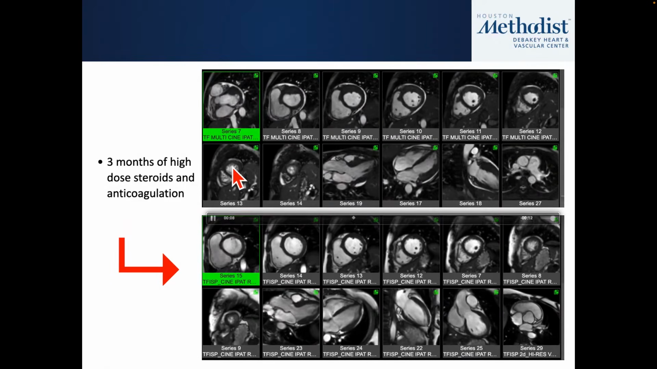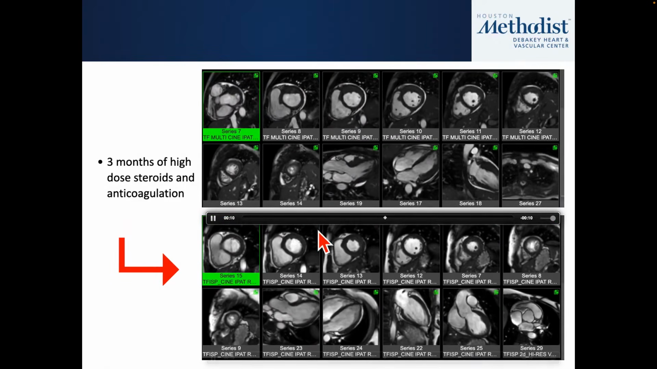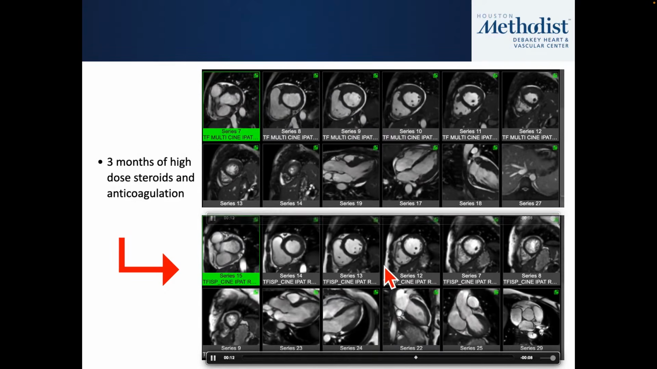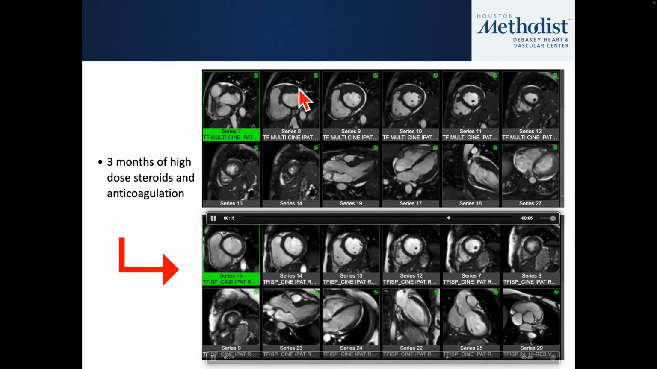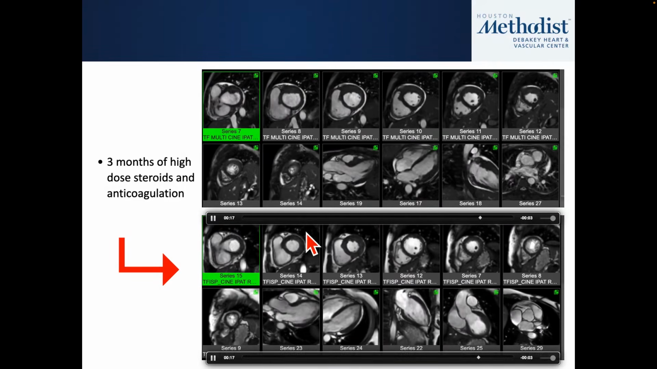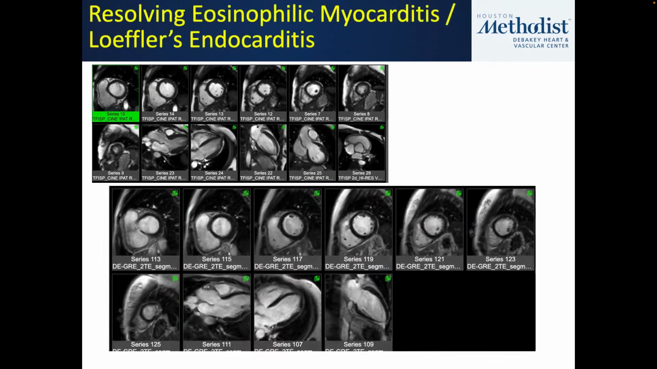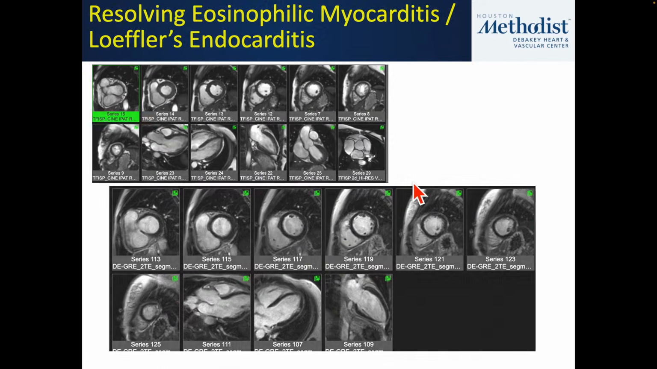And I have the original cine MRI on top, and then the follow-up MRI 3 months later, and you can see that that area of increased wall thickness in the basal anterior wall has now resolved. And if we look at the delayed enhancement MRI on follow-up, that abnormality that we saw in the anterior wall has now predominantly resolved as well. There may be a small little rim of hyperenhancement in the subendocardium, but most of that thrombotic inflammatory material within the LV cavity has now resolved.